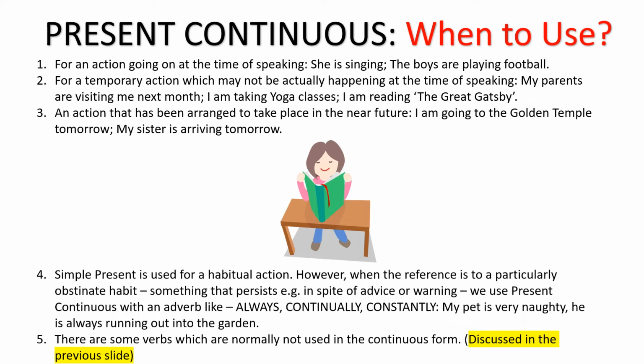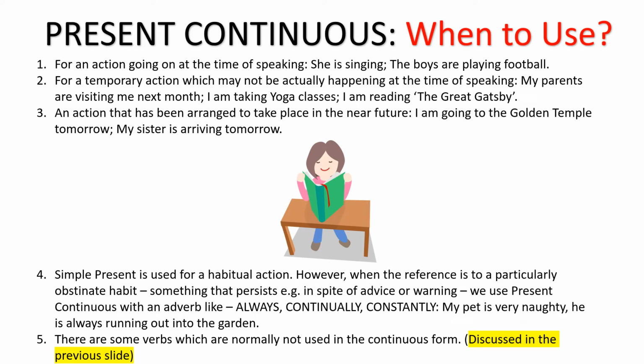Alright, next point. When we are talking of a temporary action which may not be actually happening at the time of speaking. For instance, when we say, my parents are visiting me next month. Now, this is something which is not happening at the time of my speaking, but something which is happening in the next month. I can talk like this in present continuous tense, something which has been planned, right?